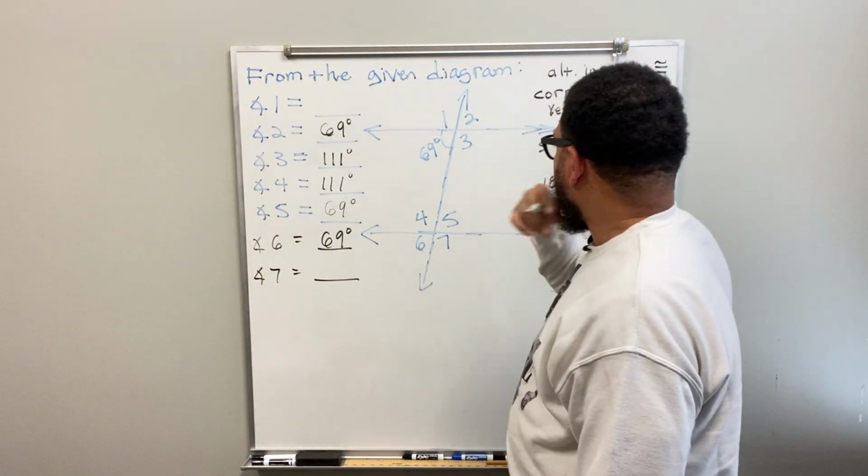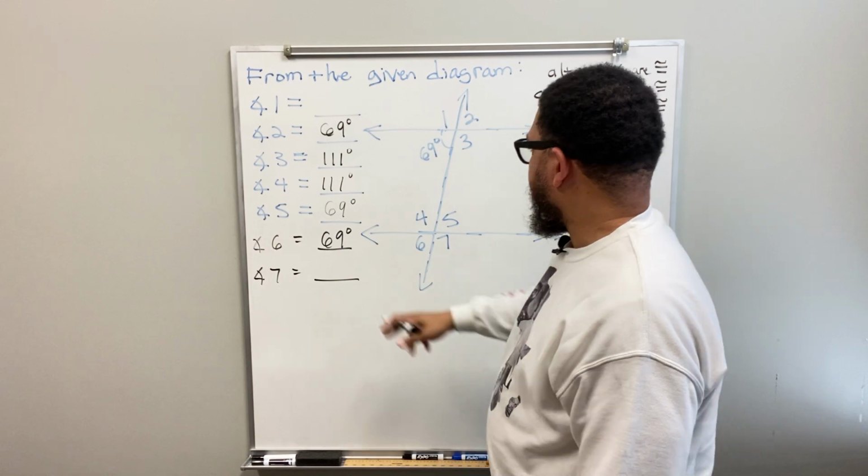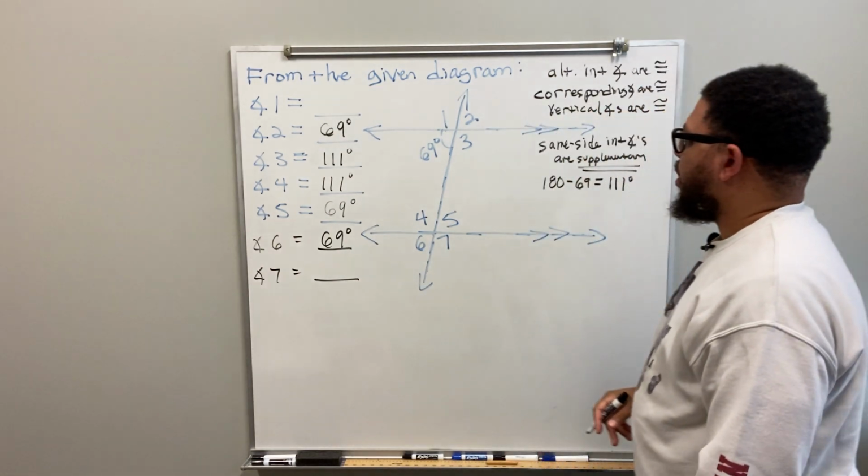Now I only got 2 more angles left to do. Right? Now I got angle 1 and I got angle 7. Okay. All right.